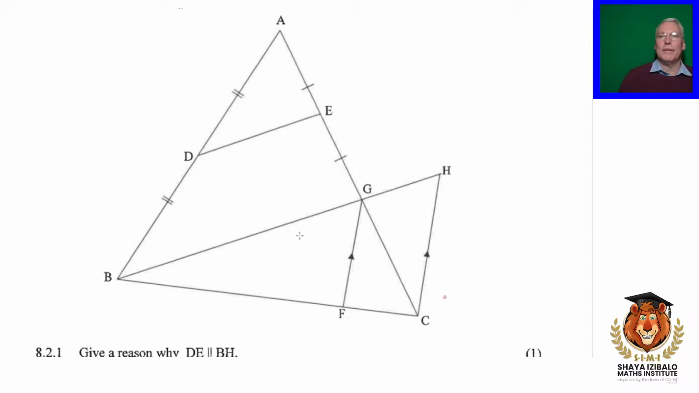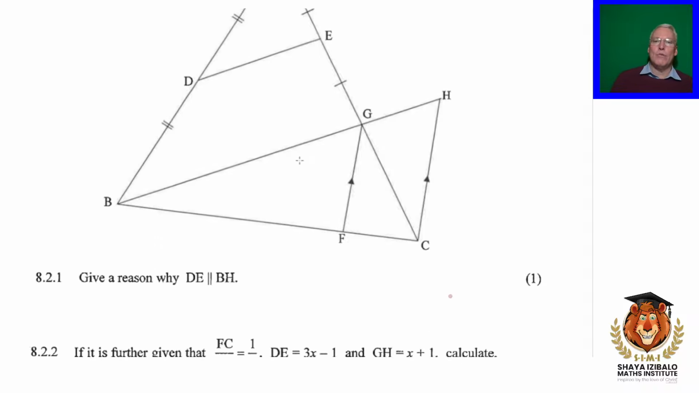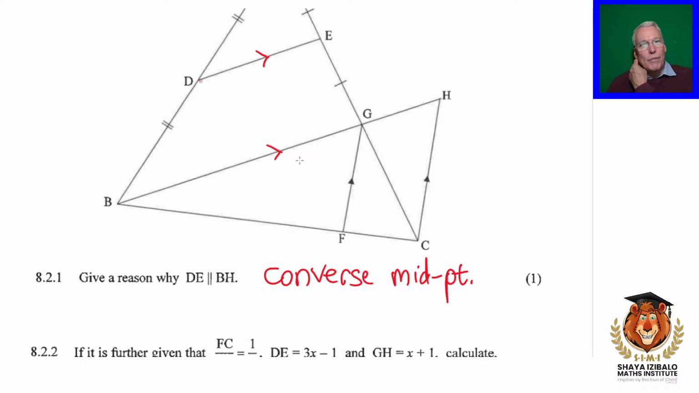Okay, this next one, it says give a reason why these two lines are parallel. All right. And in fact, what we've got is that we've got this side being cut in half and this side being cut in half. So the reason these lines are parallel, all right, is the converse of the midpoint theorem. Right, the midpoint theorem says that if you draw a line parallel to one side of a triangle through the midpoint of the one side, all right, then it goes through the midpoint of the other side.